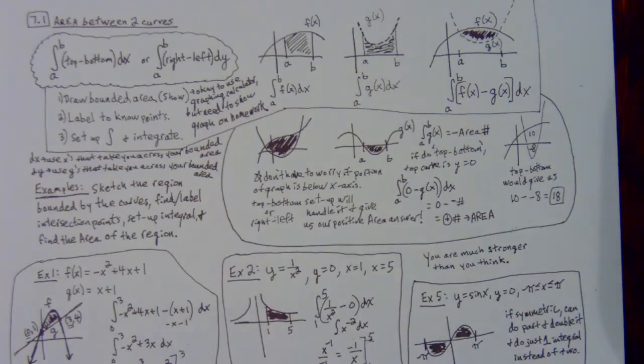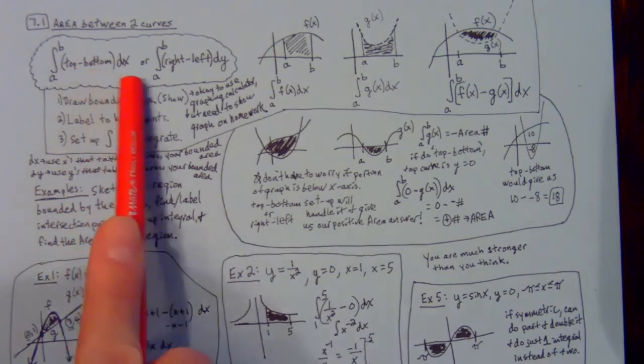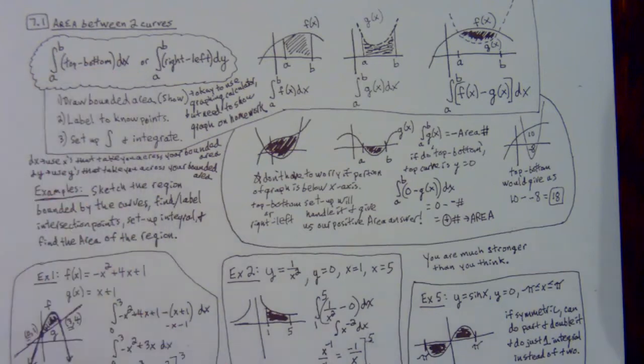We're about to learn how to find the area between two curves, right? It's a simple formula. You're just going to go top curve minus the bottom curve. And if you use that, it's always a dx problem. So those numbers will be x's.